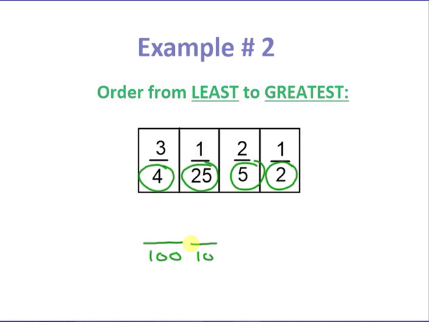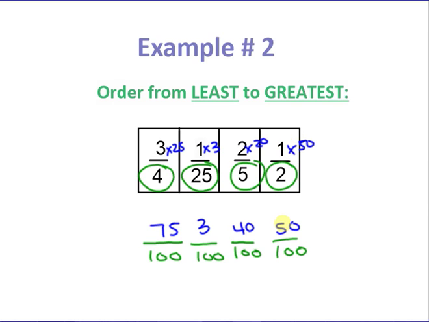So go ahead and set up your fractions with a denominator of 100. And then let's go ahead and start to make them equivalent. 4 goes into 100 25 times. So 3 times 25 is 75. 25 goes into 100 3 times. So 1 times 3 is 3. 5 goes into 100 20 times. So 2 times 20 is 40. 2 goes into 100 50 times. So 1 times 50 is 50.